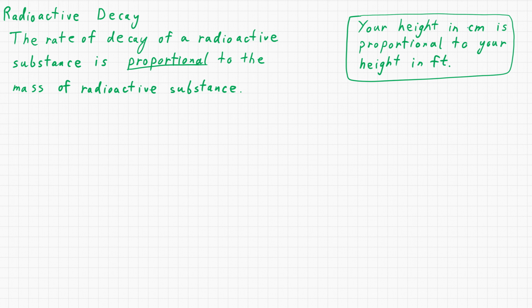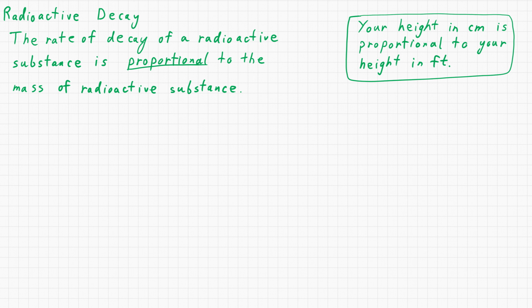Meaning, if you take your height in centimeters, which is some number of centimeters, you can multiply that number of centimeters times a proportionality constant in order to convert your height in centimeters to your equivalent height in feet, which will be a different number. Alright, so that's what proportional means. It really means you take some quantity and it's related to some other quantity by multiplying by some constant. That's it. Alright, so in radioactive decay, we have the rate of decay.